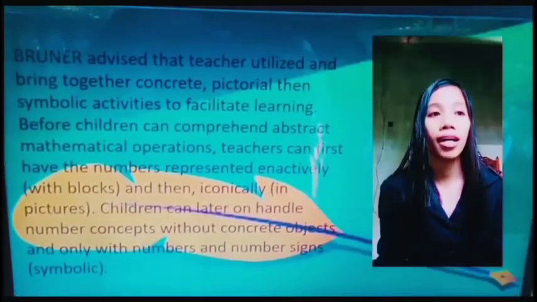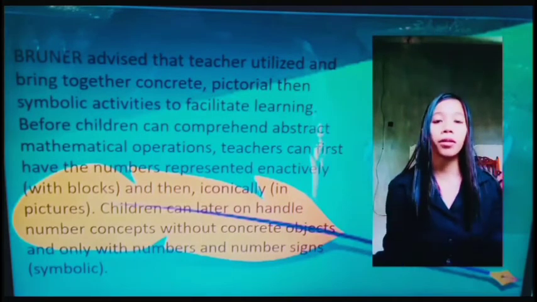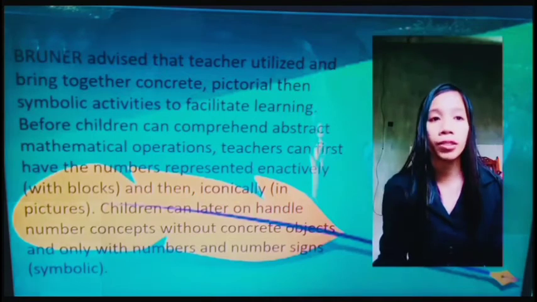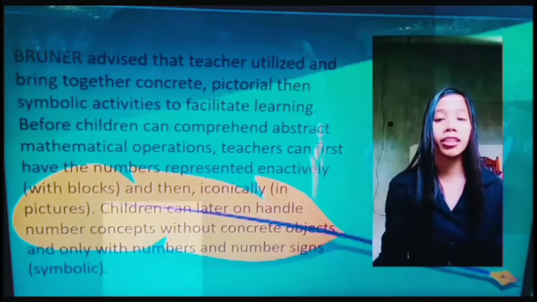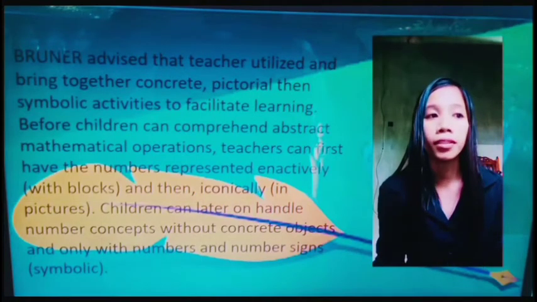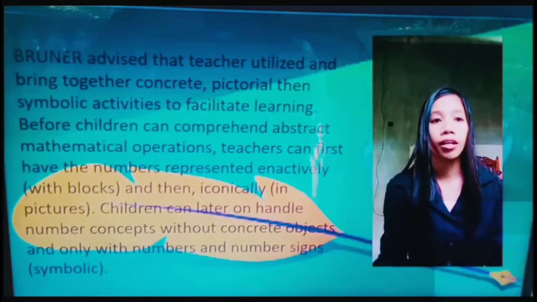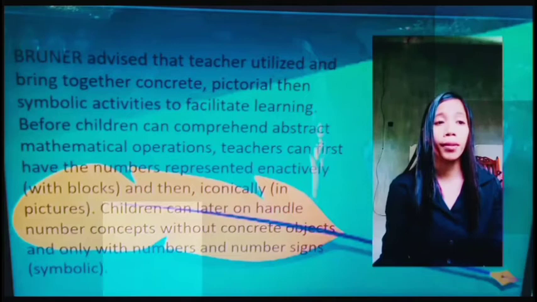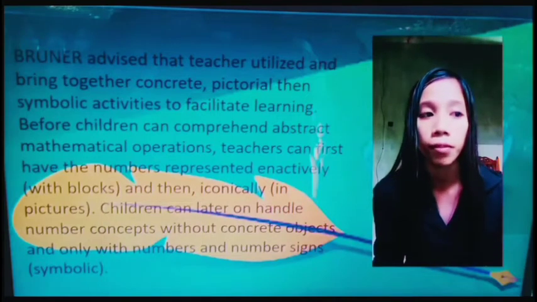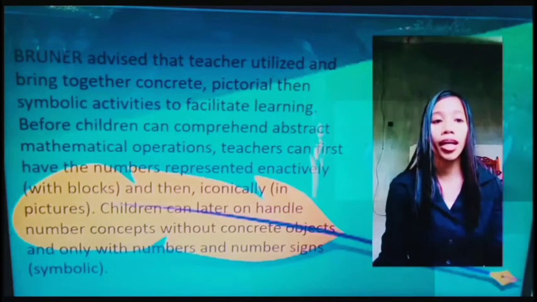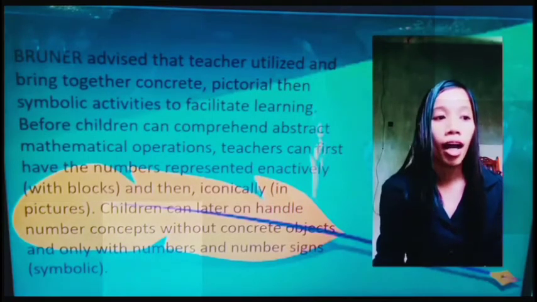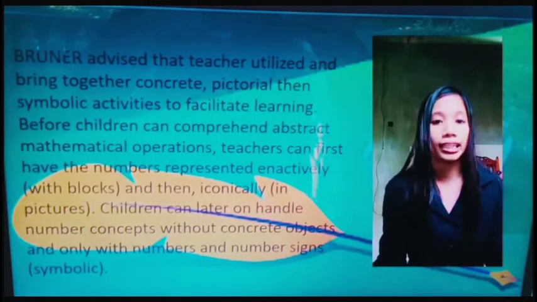Bruner's advice is that teachers utilize and bring together enactive, pictorial, then symbolic activities to facilitate learning. Before children can comprehend abstract mathematical operations, teachers can first have the numbers represented enactively with blocks and then iconically in pictures. Children can later on handle the numbers concept without concrete objects and only with numbers and number symbols.